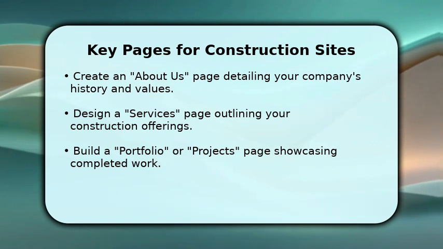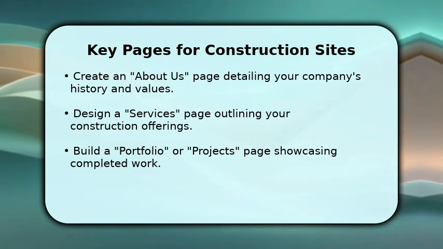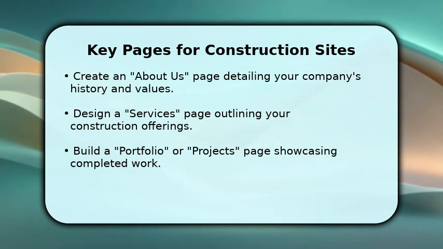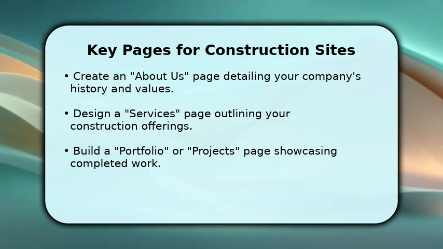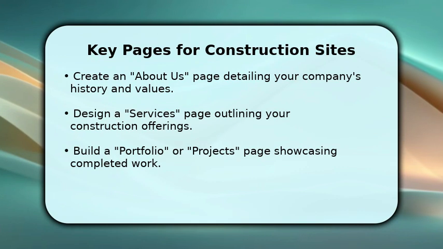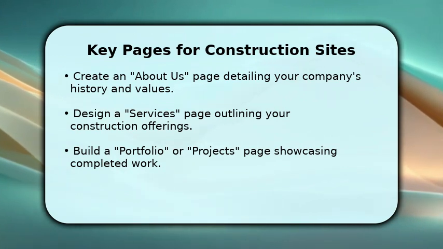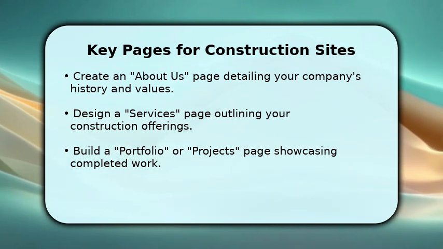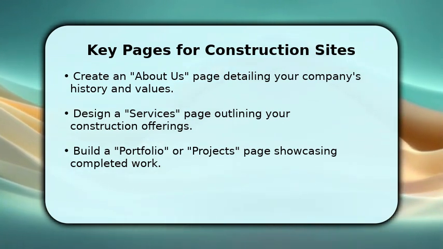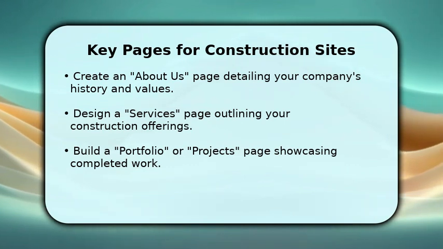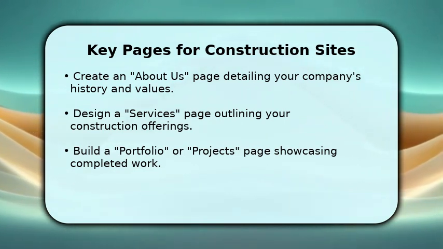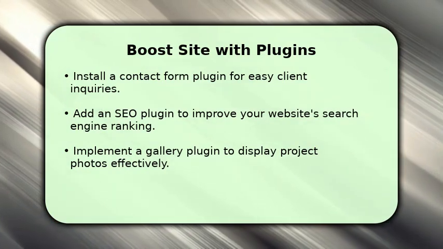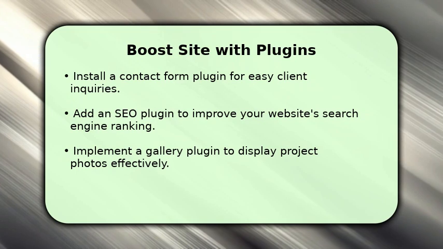An About Us page should tell your company's story, highlighting your experience and values. Your services page needs to clearly list all the construction services you provide, from residential builds to commercial projects. Crucially, a portfolio or projects page allows you to showcase your best work with high-quality images and descriptions, demonstrating your capabilities to potential clients. To enhance your construction website's functionality, strategically use WordPress plugins.